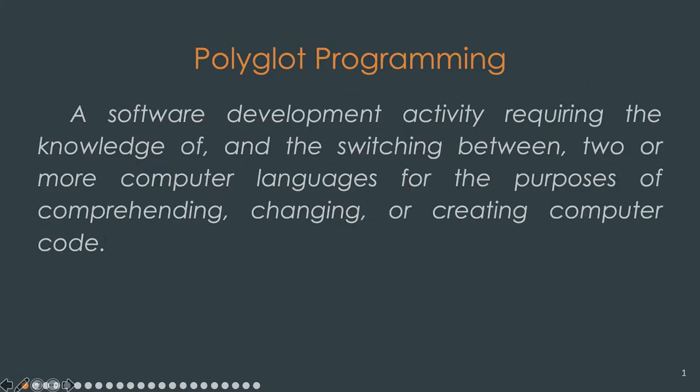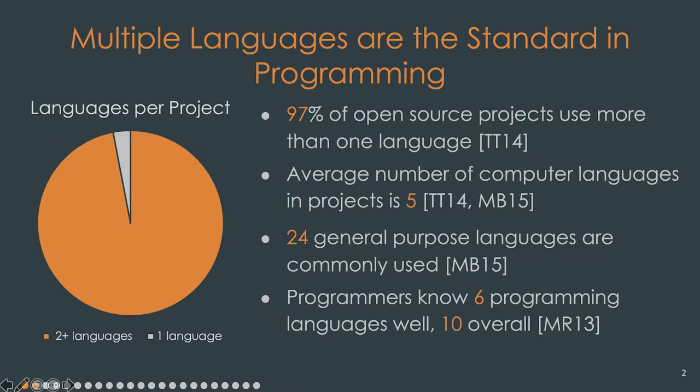So, to talk about computer language switching, we first have to talk about polyglot programming. Polyglot programming is the activity in software development where we switch between programming languages to develop something, which includes having to read code, having to change code, having to write new code, and doing that in multiple programming languages. And this is actually really prevalent in software development.